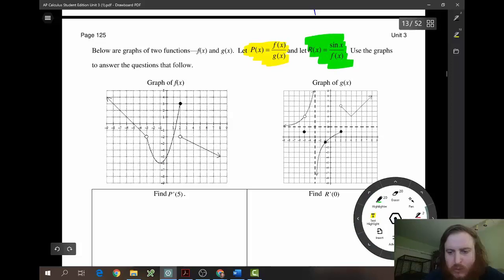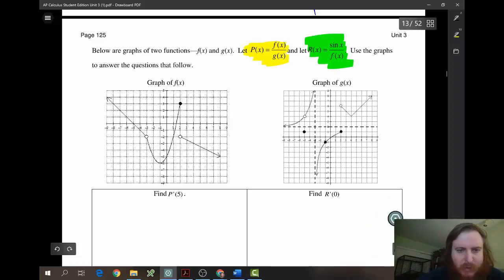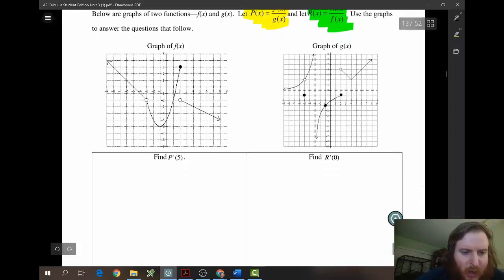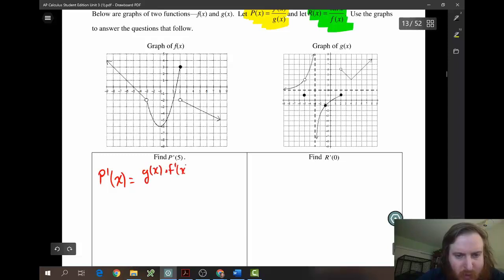So as we do these, p prime of 5. In order to do p prime of 5, first we have to get p prime of x. So p prime of x is going to be low, so low is g of x, d high, f prime of x. This is actually just the rule, minus high, f of x, d low, g prime of x. So again, just the rule, all divided by g of x squared.